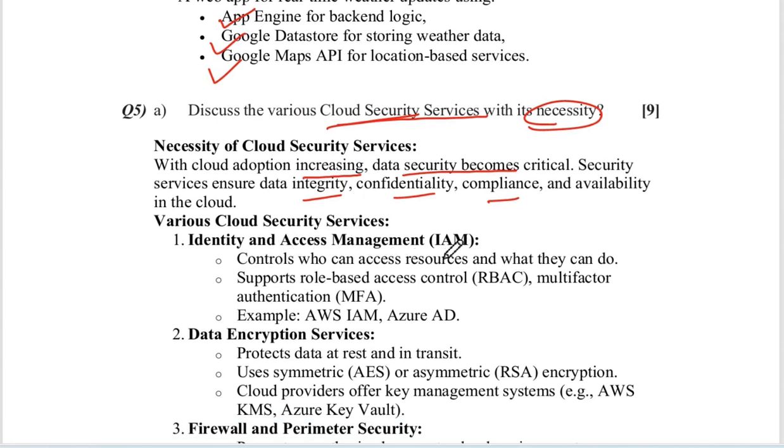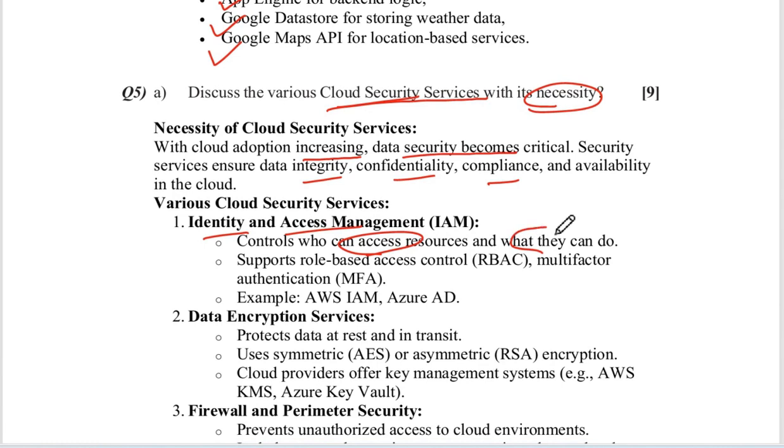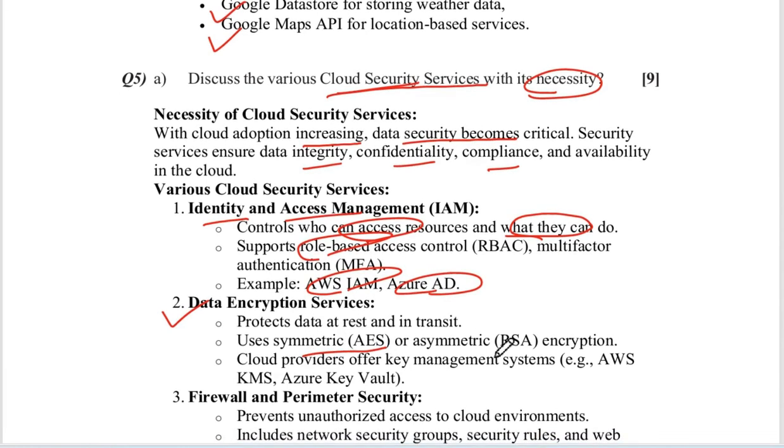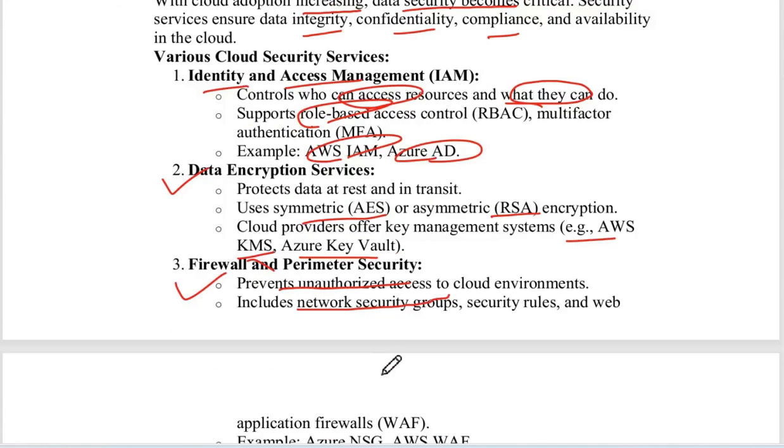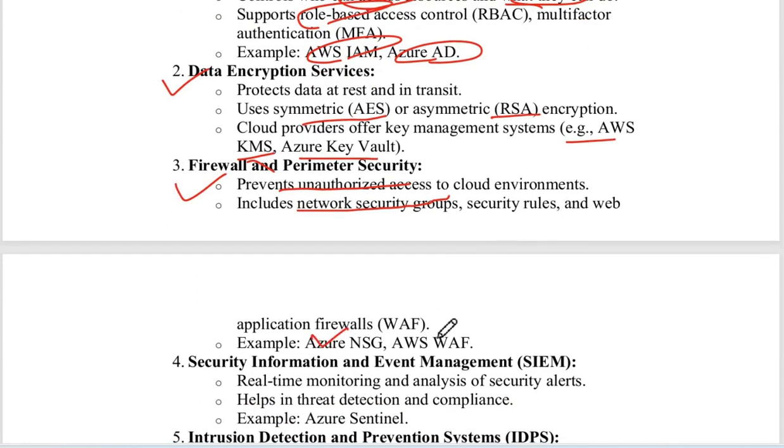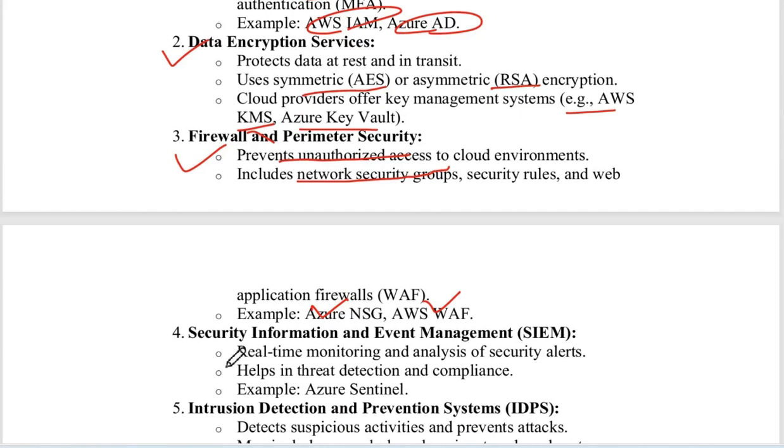So in the cloud, the most important service is identity and access management. Who can access the resource and why, what they can do is based on their role. Role-based service, AWS IAM and Azure AD, these are the two services. Data encryption services are needed for the cloud, so AES encryption, RSA, then Azure Key Vault and AWS KMS, these are the security services. Firewall and perimeter security prevents unauthorized access, includes security groups. Okay, so examples are Azure NSG, AWS WAF, right?